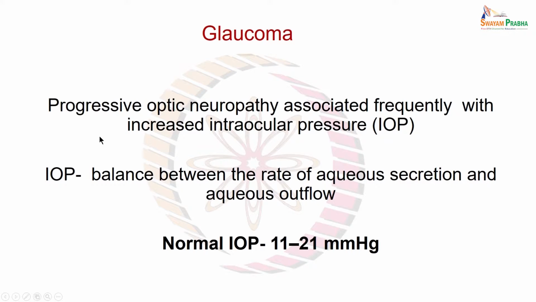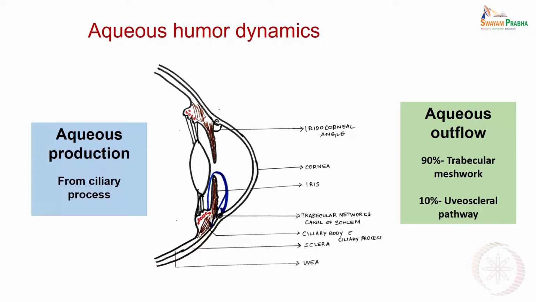Normal intraocular pressure is between 11 and 21 millimeter of mercury, and sometimes you can feel the pressure by putting two fingers on the eyelid. That is the clinical impression a person gets of increased intraocular pressure.